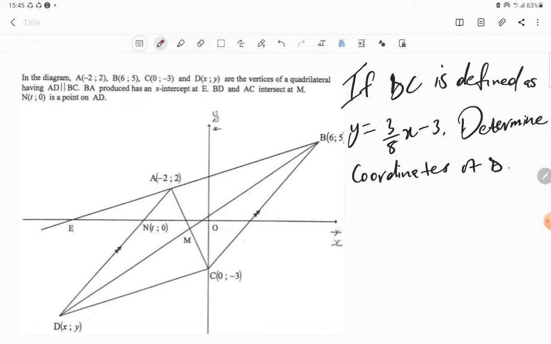It is given that if DC is defined as this straight line, determine the coordinates of D. So we are given that DC, which is the equation that we did not figure out, but now it is given that it is equal to 3/8 x minus 3. So this is the equation of this line. But what we know is that this equation over here is equal to 4/3 x plus 14/3. This is what we have calculated, remember.